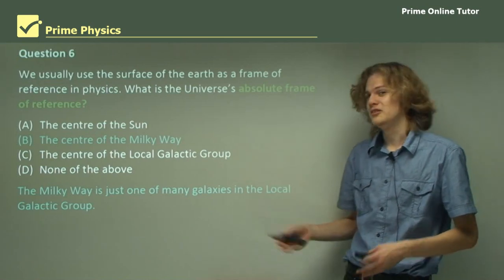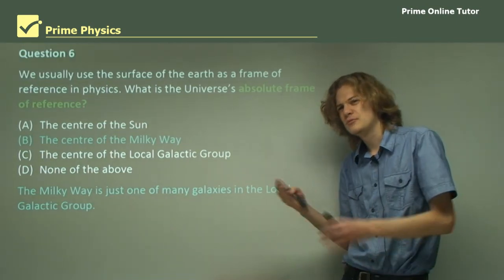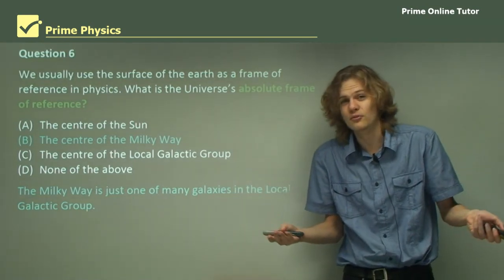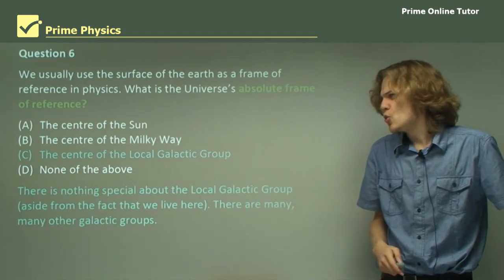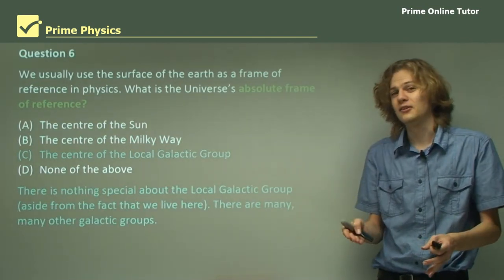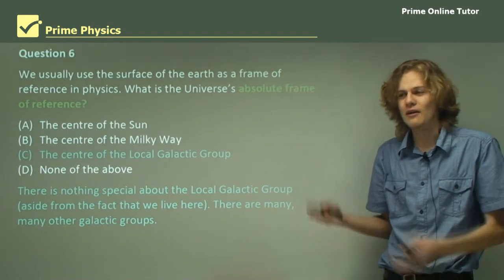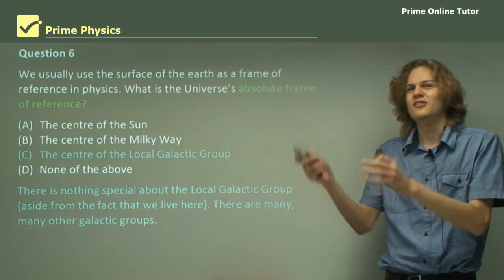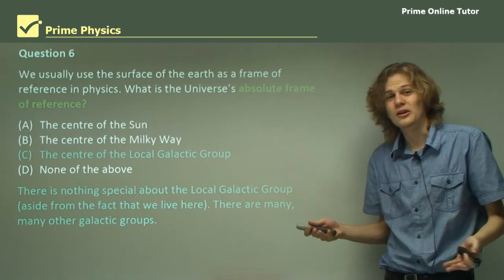Well, the Milky Way, which is our galaxy of course, is just one of the many galaxies in the local galactic group, so we can say it's moving relative to the center of mass of the local galactic group. It's not really an absolute frame of reference. Well, could it be the local galactic group then? No, there's nothing special about the local galactic group, except that it's the one we're in. There are lots of other galactic groups out there, and they all have their own centers of mass. So, is it the center of mass of all the local galactic groups? Well, that doesn't really work either.